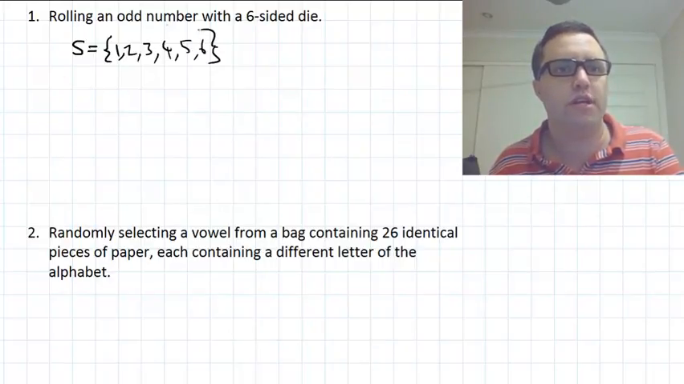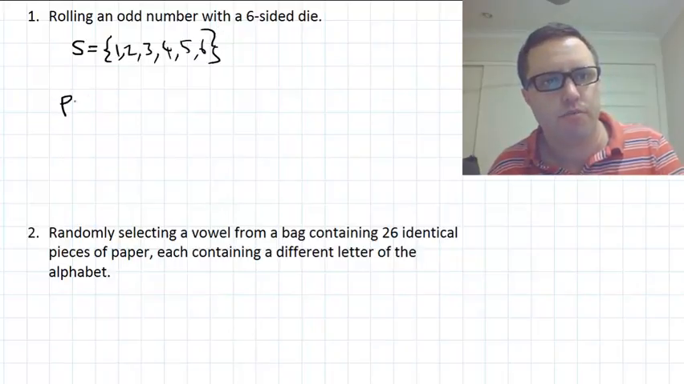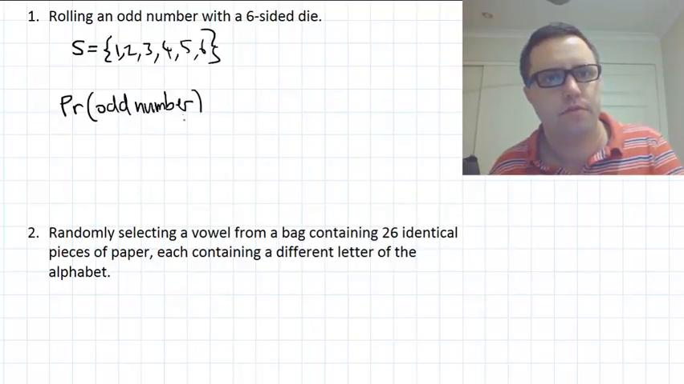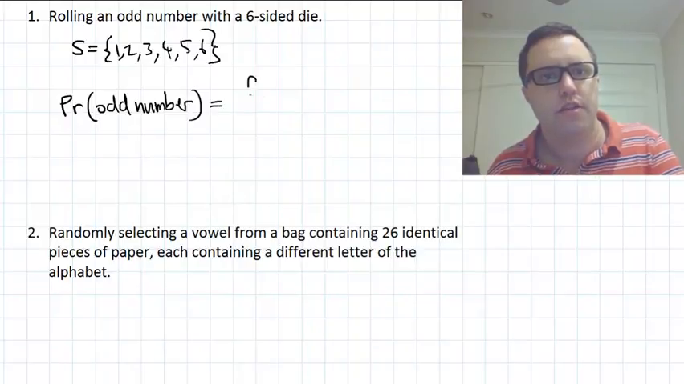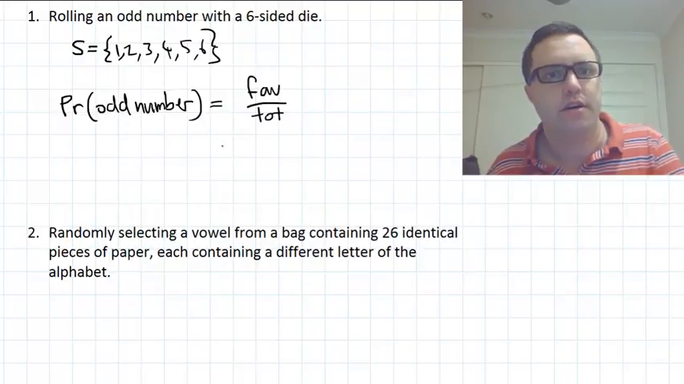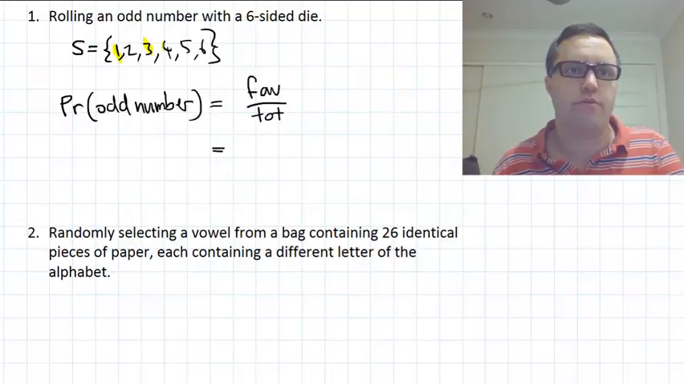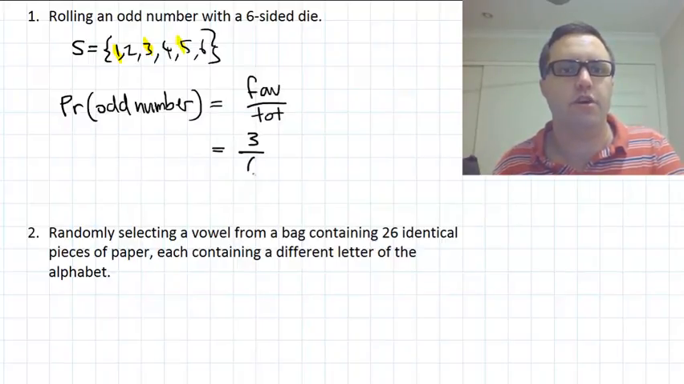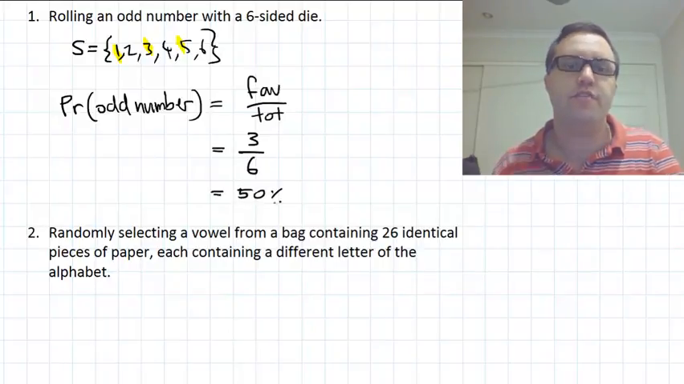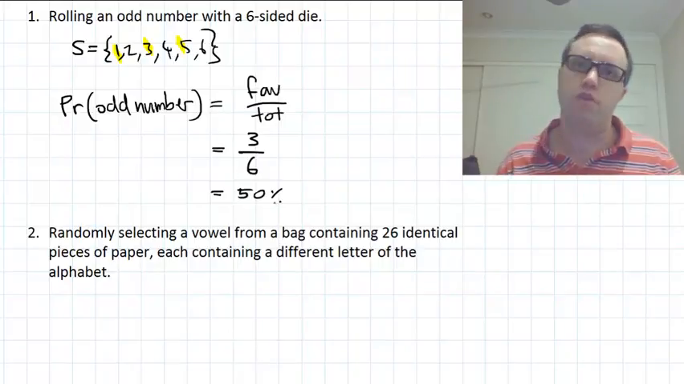Now we want rolling an odd number with a 6-sided die. So the probability of rolling an odd number is equal to the number of favorable outcomes divided by the total number of outcomes. So how many times can an odd number turn up here? Well, we've got a 1, a 3, and a 5. So that is 3 favorable outcomes over a total of 6, which is a half, which is 50%. So you get a 50% chance of rolling an odd number when you roll a fair die.